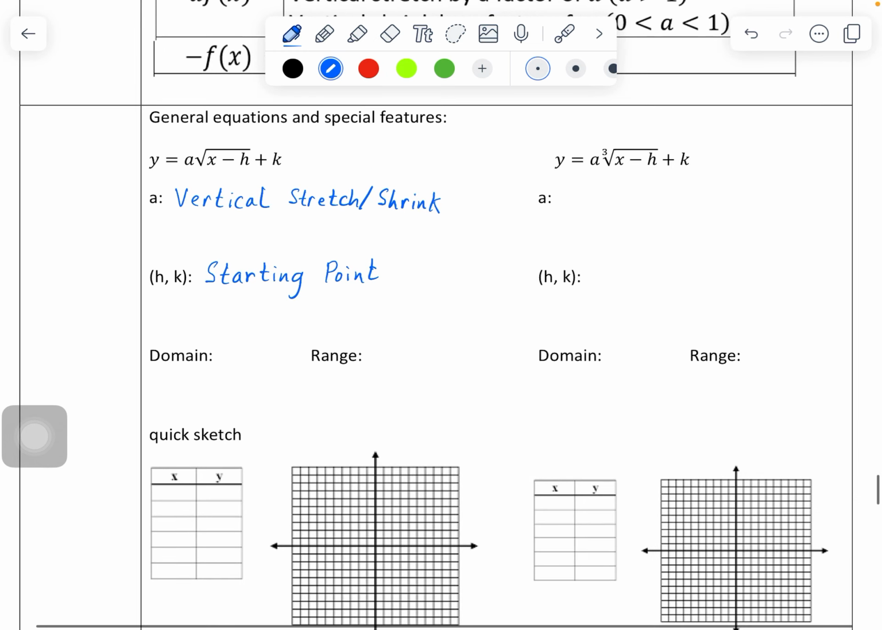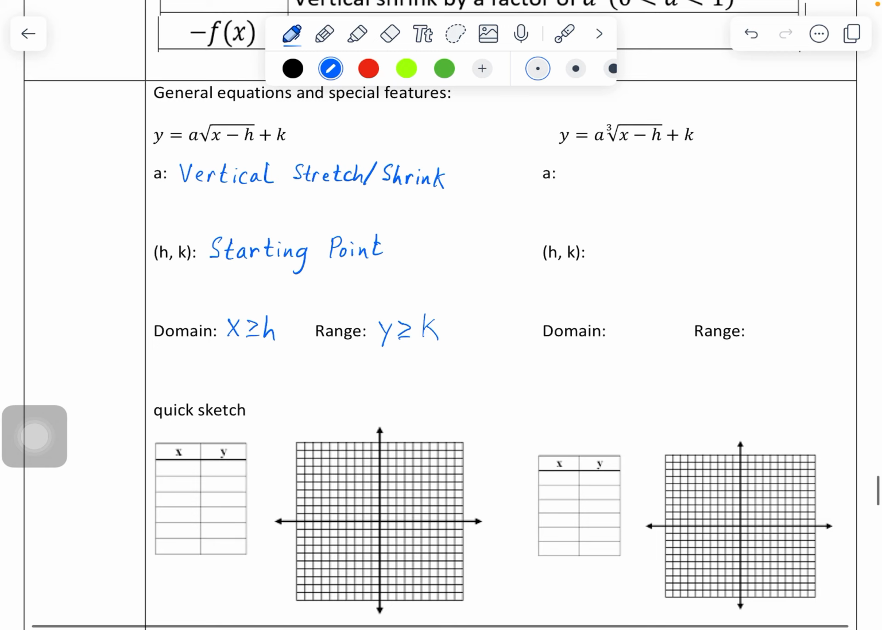Then the domain for this is dependent upon the h value. Whatever we're subtracting from the x, that's what's going to determine the domain. So the domain has to be greater than or equal to whatever the h value is. Same thing for the range. If we're looking at that here, that is going to be y greater than or equal to the k value, depending on if it's opening up or down. Okay, so the range can also go less than or equal to if we have a negative a value. The a value won't change the h though, so that's one thing to keep in mind.